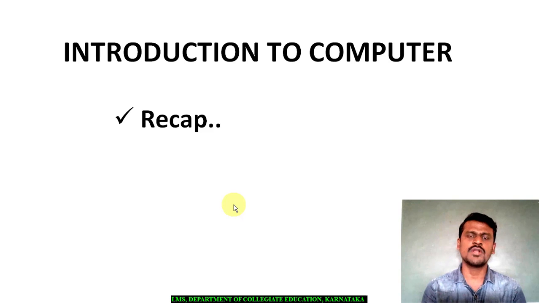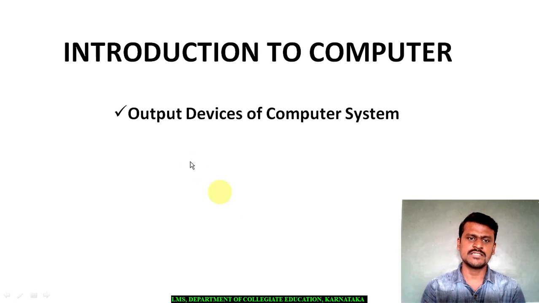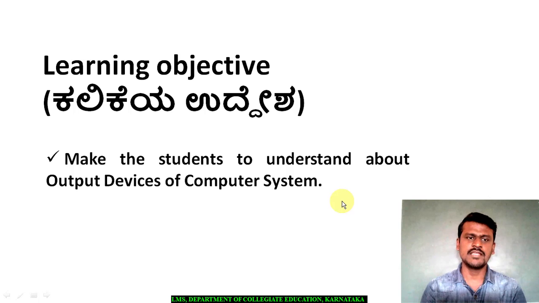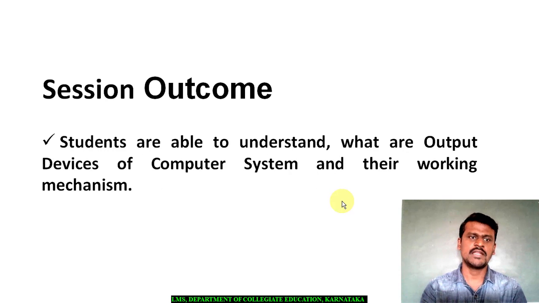Now we will learn some more output devices. The topic is output devices of the computer. In this class we are learning some more output devices which are connected to the computer. At the end of the session you will know the different types of output devices, how they work, what they are used for, and the mechanism of each output device. So we will start with the topic now.